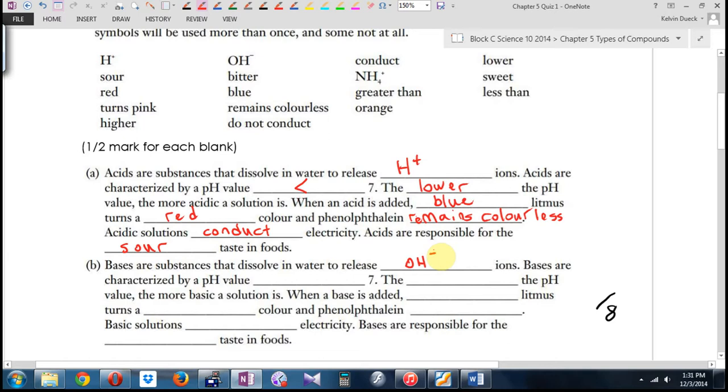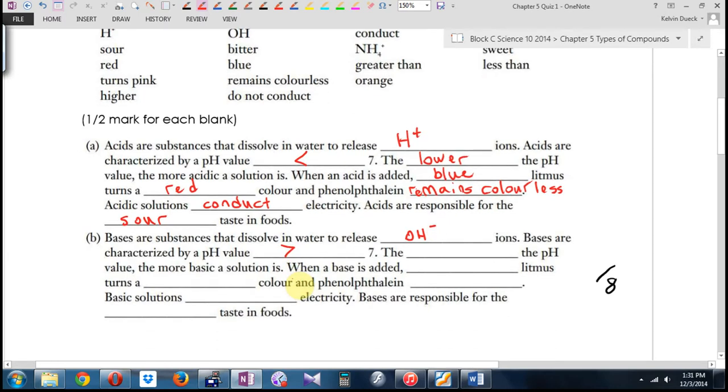Bases are characterized by a pH value greater than 7. The higher the pH, the more basic. When a base is added, red litmus turns blue. Is that right from the chart? I'm reading Cam's upside down from a distance, but I think I got it. And phenolphthalein turns pink. We didn't play with that one, but it's quite dramatic. If you Google or go to YouTube, you can see people demonstrating with it.